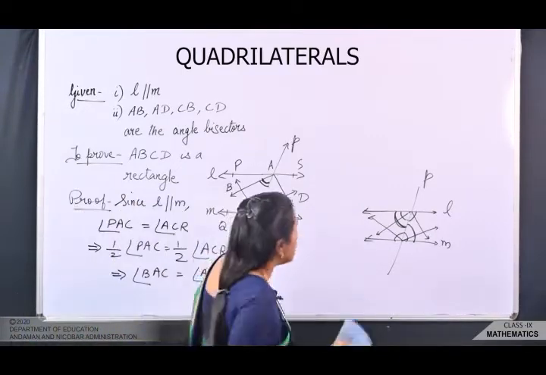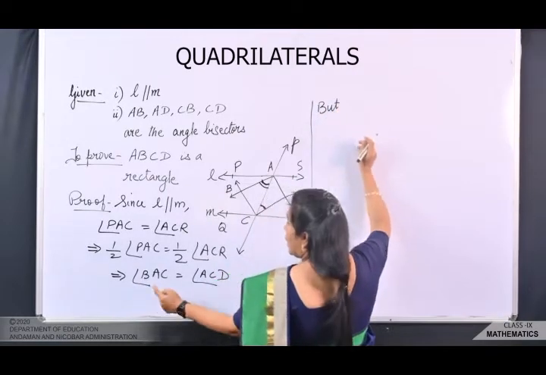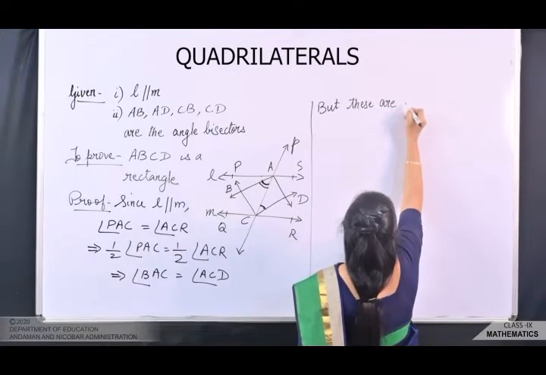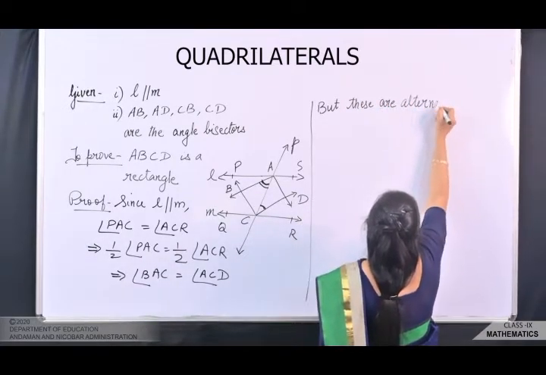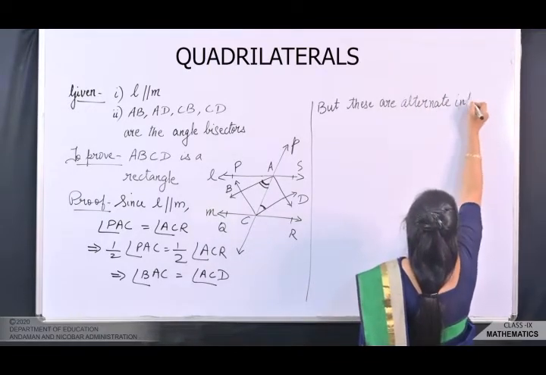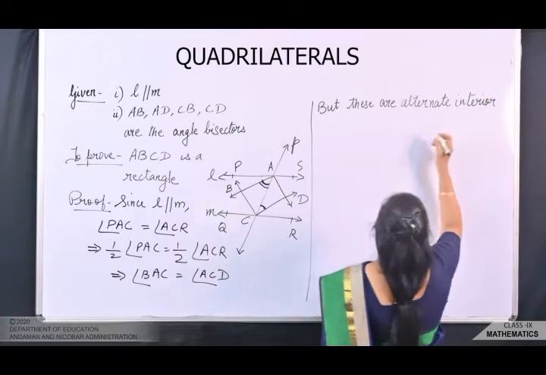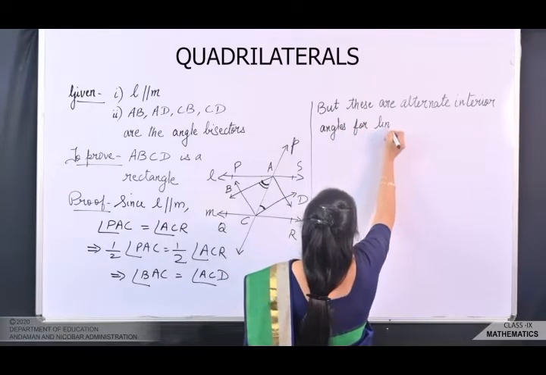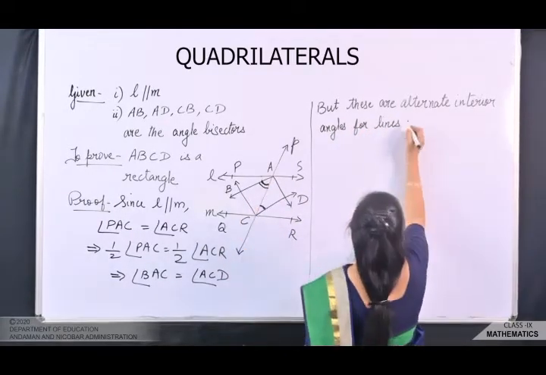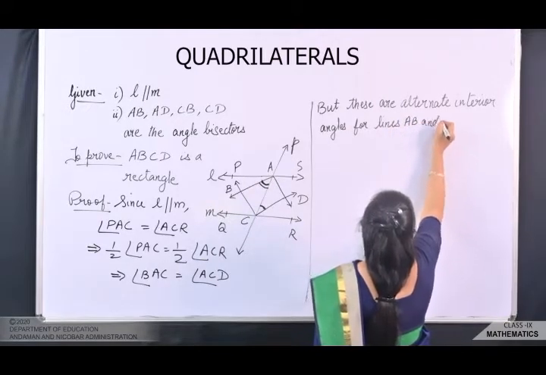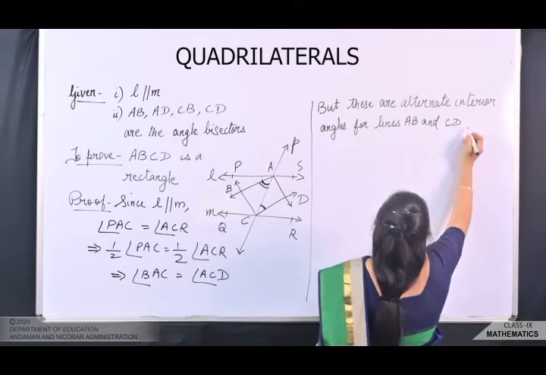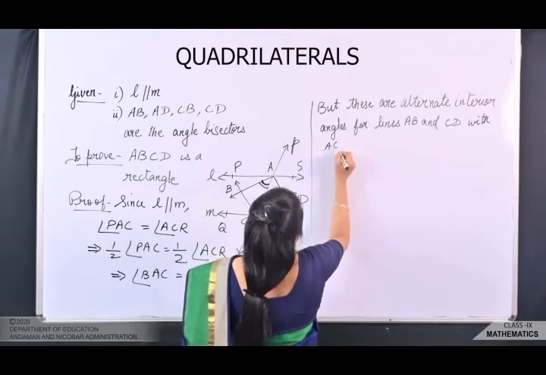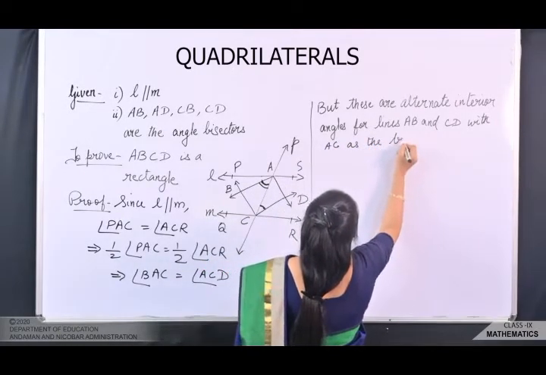We'll write here: but these are alternate interior angles for lines, कौन सा दो लाइन्स? आपका AB and CD with AC as the transversal.